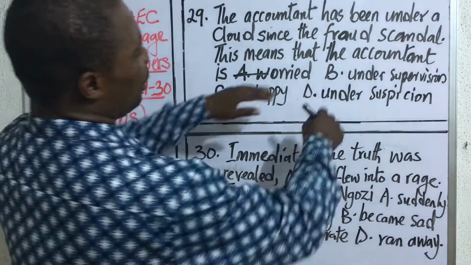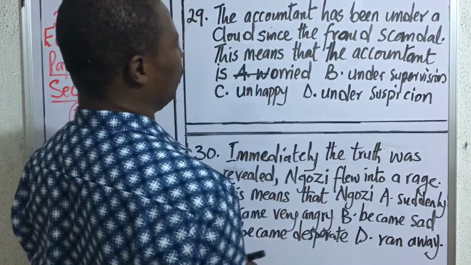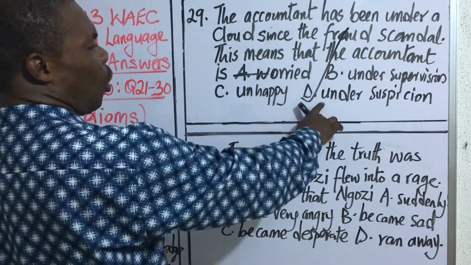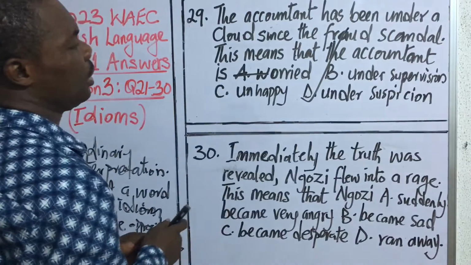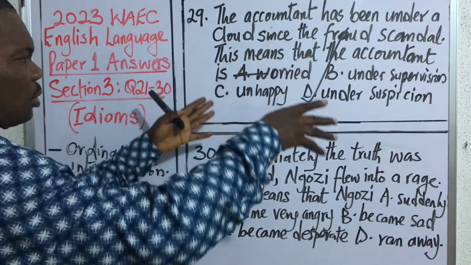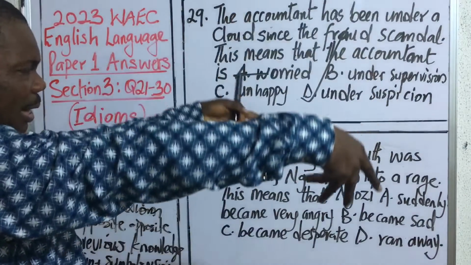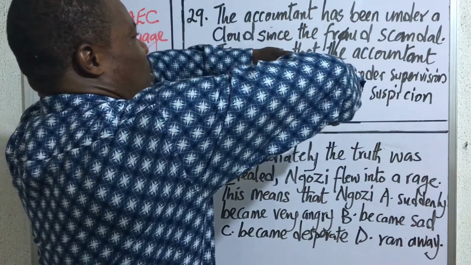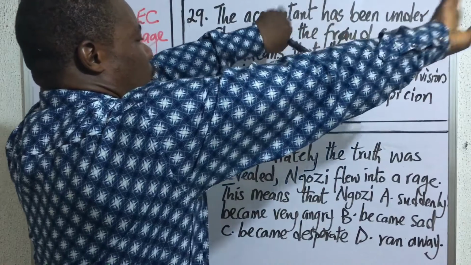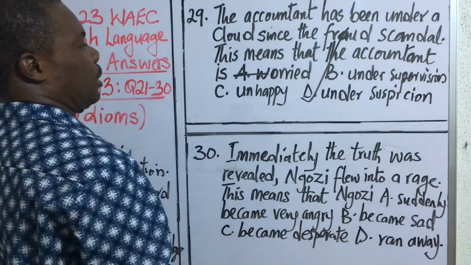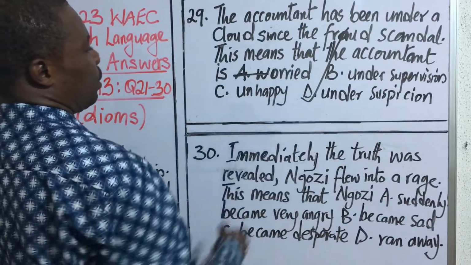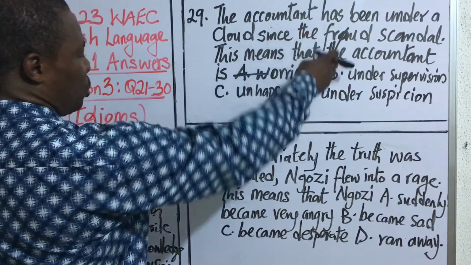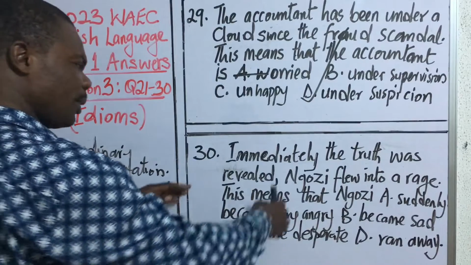All right, so is the person going to be under supervision? No. The person is very likely going to be under suspicion. Okay, so if someone is under suspicion, then you can say the person is under a cloud. When you say that someone is under suspicion, there's going to be a kind of aura surrounding the person. So that is what it means for someone to be under suspicion or to be under a cloud. Then number 30.